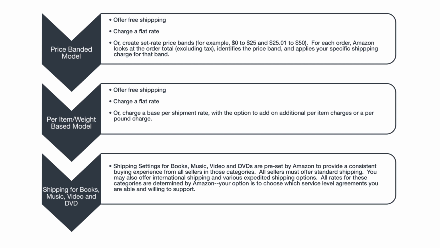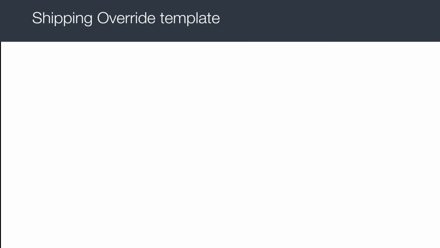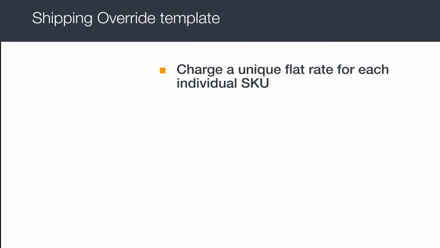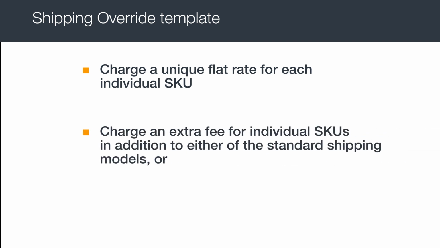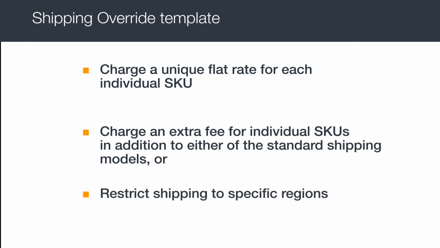So what if none of Amazon's standard shipping models fully meet your needs? Some sellers are unable to apply a standard shipping model to all their products. For these cases, you can use a shipping override template to charge a unique flat rate for each individual SKU, charge an extra fee for individual SKUs in addition to either of the standard shipping models, or restrict shipping to specific regions.